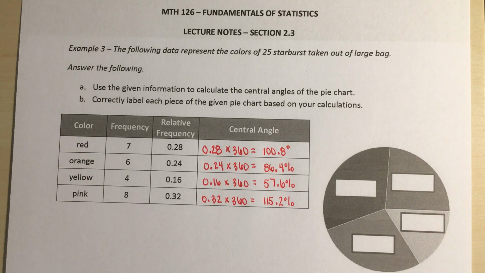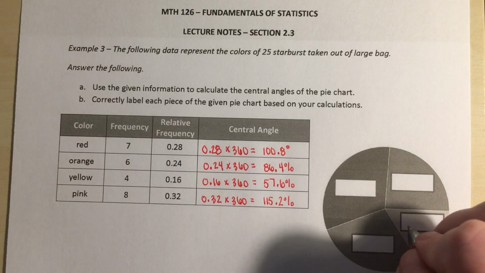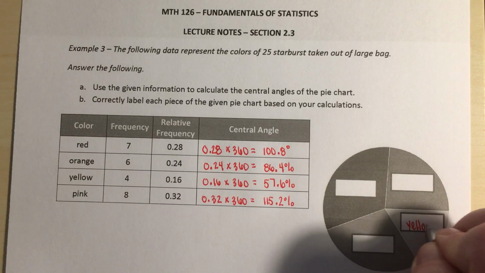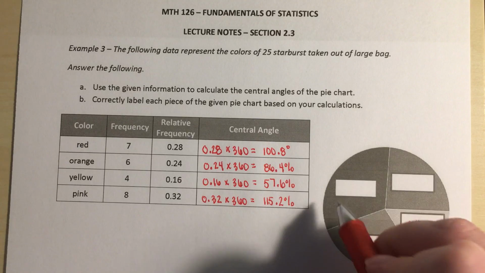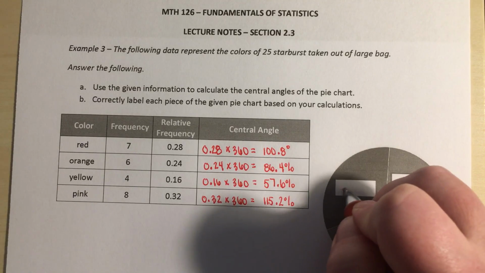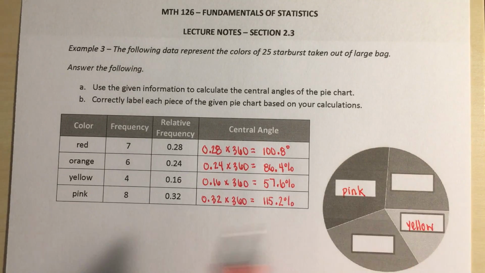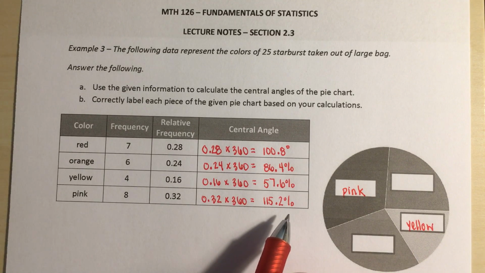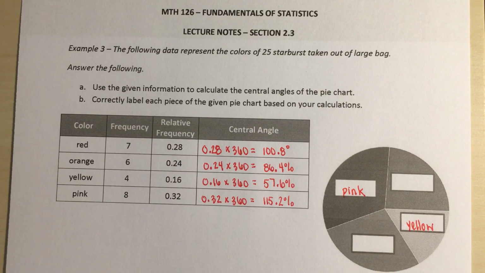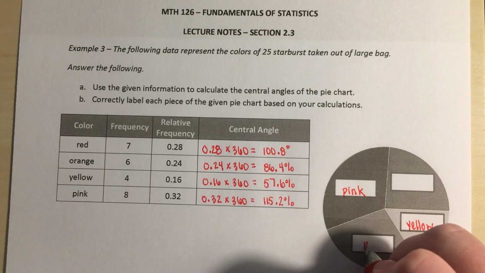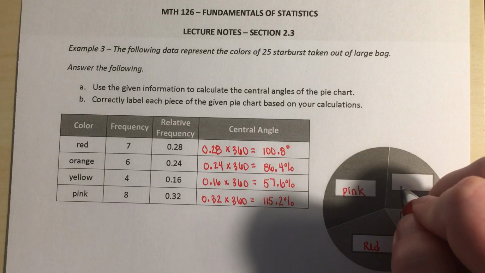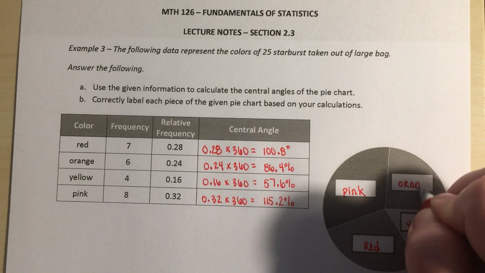All right, so when it comes to labeling our pie chart, generally I think the easiest thing to do is start with the largest and the smallest piece. Our smallest piece is the yellow piece, so that one's going to go down here. Our largest appears to be this one up here. That is going to be pink. That's our highest frequency, relative frequency, and central angle. Then looking at these other two, this one looks to be a little bit larger than that one. So this is going to be the red, and then we're going to have orange to finish this off.